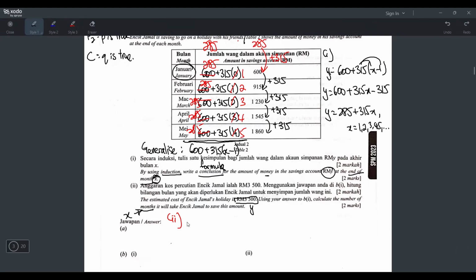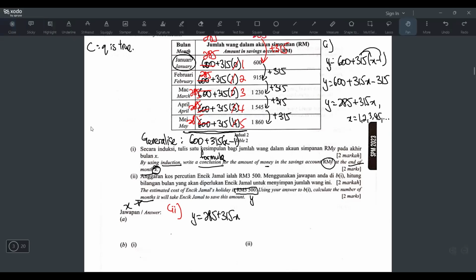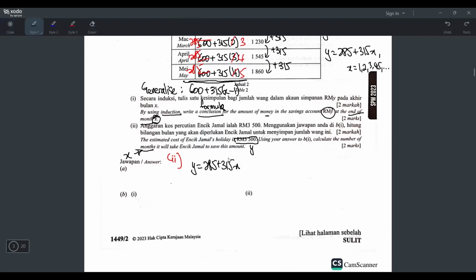And then they say calculate the number of months it will take Encik Jaman to save this amount. So we can use this formula: Y equals 285 plus 315x. This is the formula to calculate savings, but I'm using this formula to calculate months now. So you just sub the Y with 3,500. After you sub, it becomes 285 plus 315x, and you find x. So move over: 3,500 minus 285. My calculator gives me 3215. And don't forget to divide by 315.